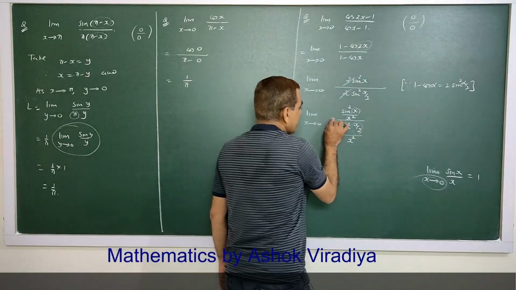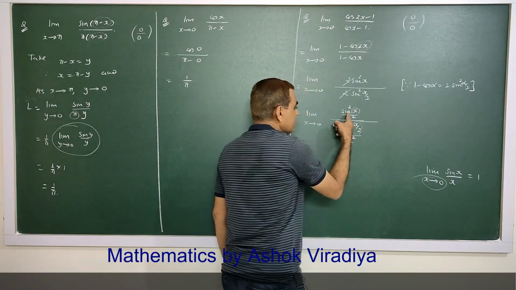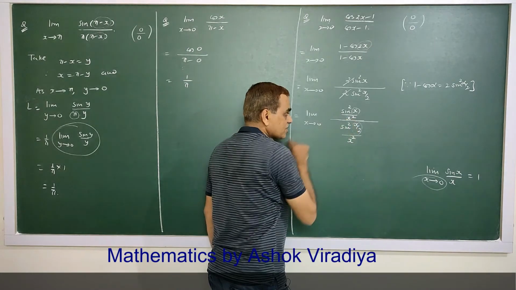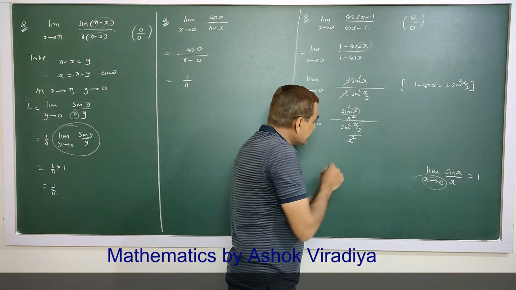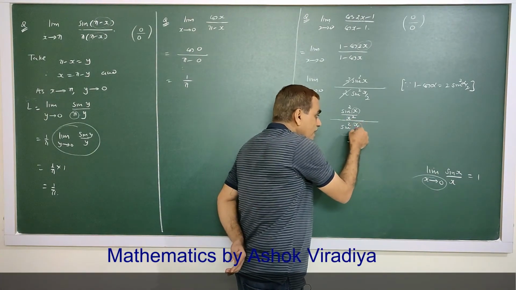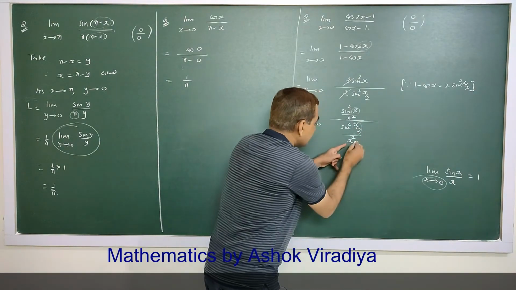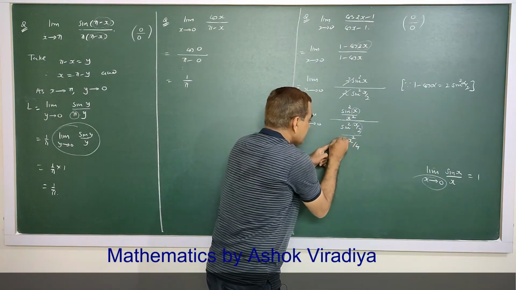So dividing by x square, here the square of this number we have arranged. Here we need the square of this number, and the square of this number is x square by 4. So still 4 is missing. So divide by 4, multiply by 4.